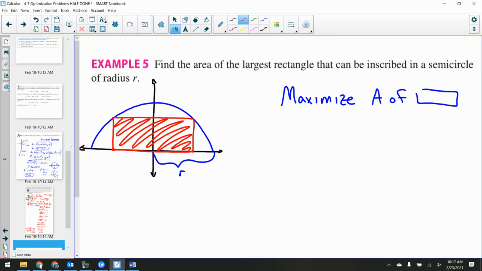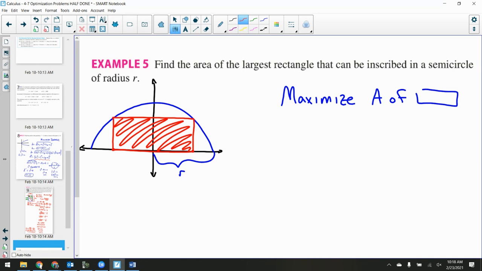The reason why I am putting this on a coordinate plane is because maybe I can create another equation out of this, because I'm going to need two, right? I know what I'm going to do for my area. Area is just length times width. But obviously, I'm going to need another equation so that I can plug that into the area formula, because I can't have two different variables when I go to differentiate.